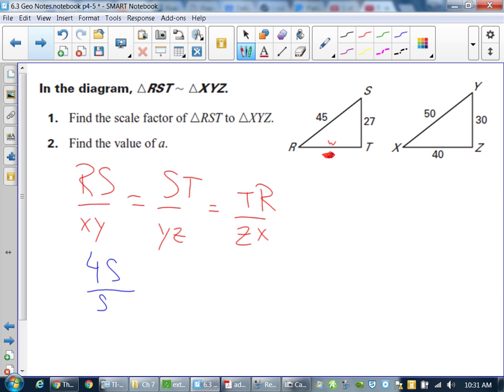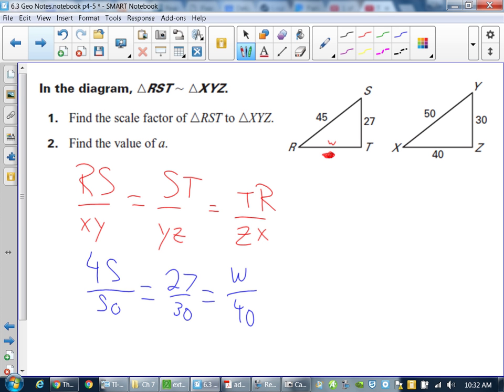$45, $50, $27, $30, W, and $40. Remember, the similarity statement, the triangle, squiggly triangle, tells you right away that they are similar. There's going to be some common scale factor. The scale factor is the simplified ratio of the sides. 45 over 50 simplifies to be what? 9 over 10. What's 27 over 30 simplify to be? 9/10. It's a good thing it's the same, isn't it? Because if it wasn't, it wouldn't work.